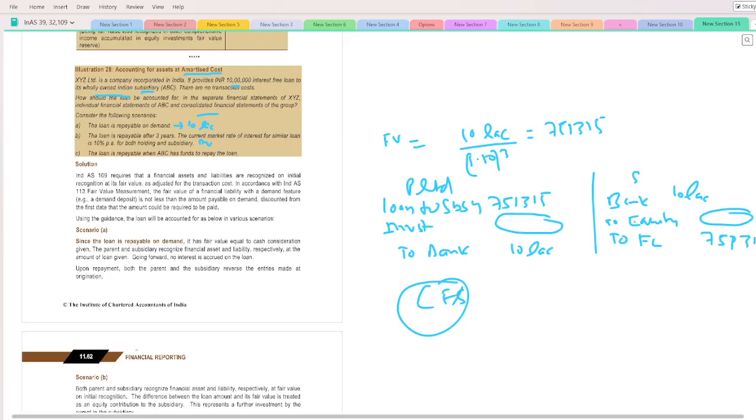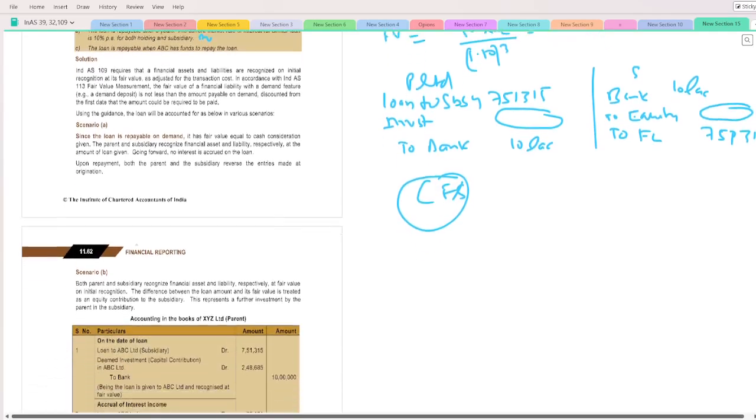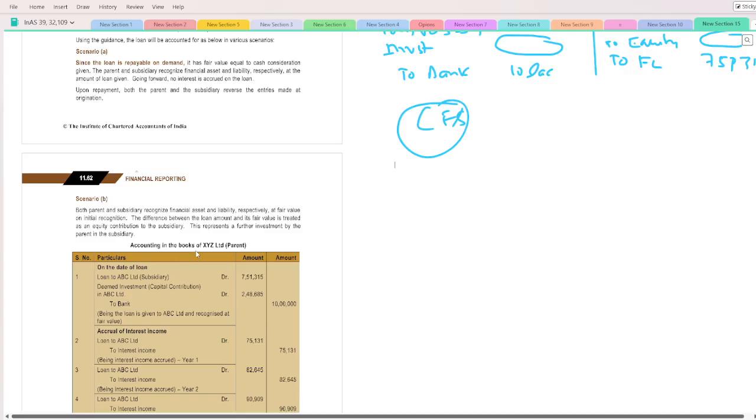Okay. So in the books of the parent limited, the loan to the subsidiary, this amount, is deemed investment. So that is a capital contribution. So that is an investment. Yeah, 24861. So this is the difference between this and this one to bank. And then on this one you will be accruing the interest.